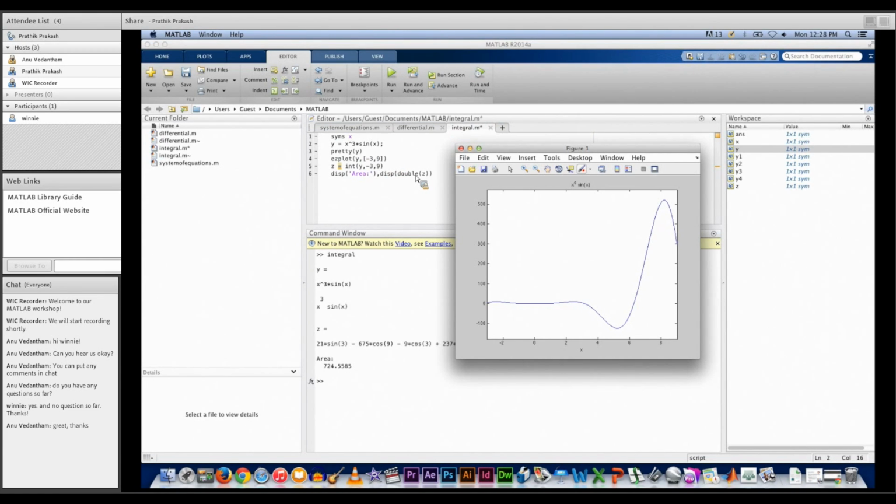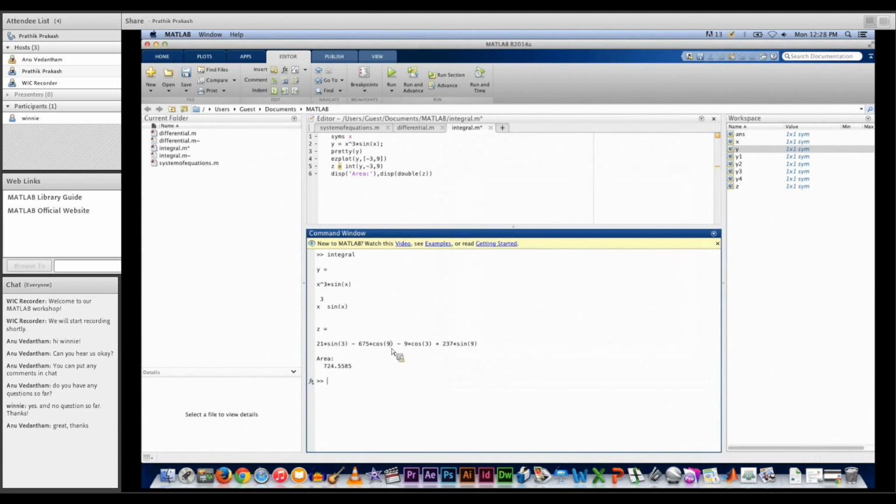So once you run the program, it generates the graph, it prints your integral, and then it prints out the area. So that is how you do definite integrals in MATLAB. And that is all the demos that we had today. If you have any questions, feel free to ask.